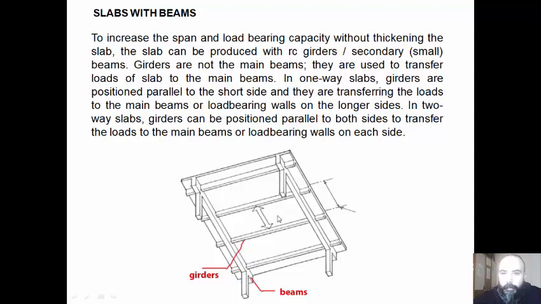In one-way slabs, girders are positioned parallel to the short side and they transfer the load to the main beams or load-bearing walls on the longer sides. In two-way slabs, girders can be positioned parallel to both sides to transfer the load to the main beams or load-bearing walls on each side.